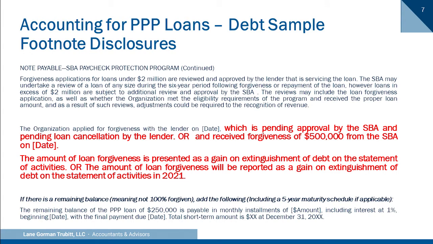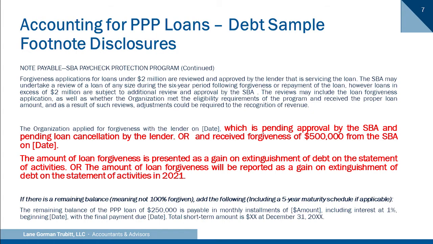Here is a continuation of the previous disclosure on the previous page. And I just want to point out the contingency footnote discloses to the readers of the financial statements that the PPP loan forgiveness is subject to SBA review, depending on the size of the PPP loan. It also discloses the status of the loan and how the loan forgiveness is presented or will be presented in the financial statements.